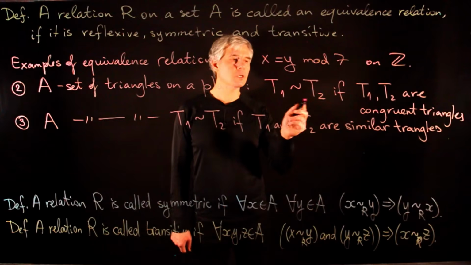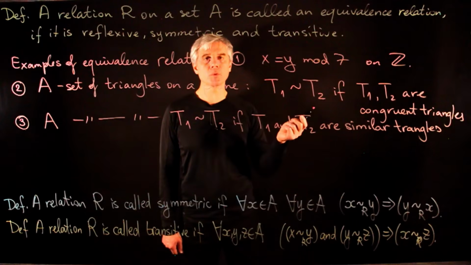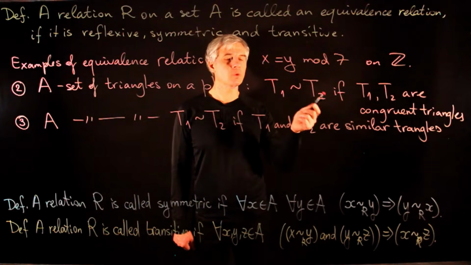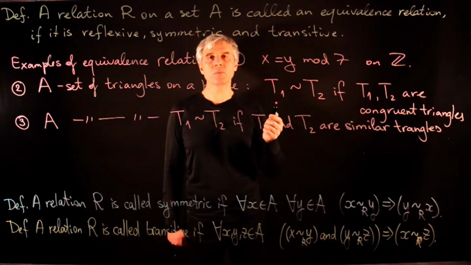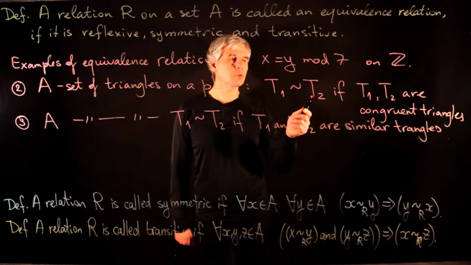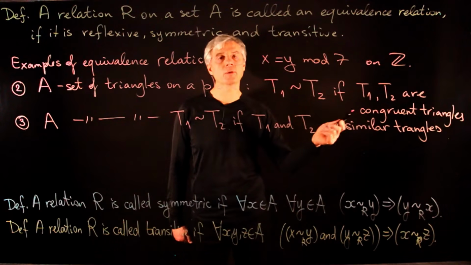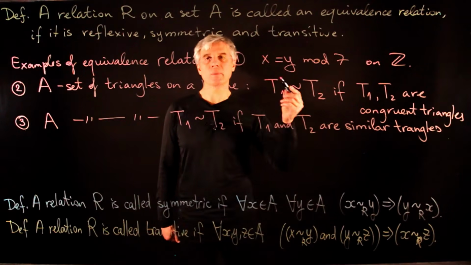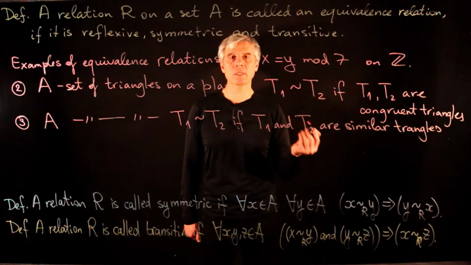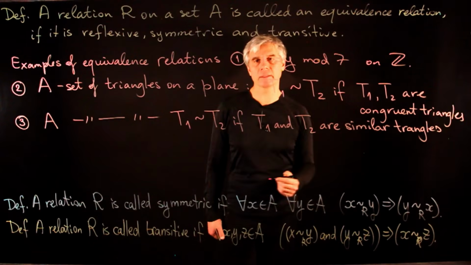Let us check that congruency of triangles is an equivalence relation. We know that any triangle is congruent to itself, so this relation is reflexive. Then if T1 is congruent to T2, then T2 is congruent to T1. So this relation is symmetric. And if T1 is congruent to T2 and T2 is congruent to T3, then triangles T1 and T3 are also congruent. So this gives transitivity. And because all these three properties hold, this is an equivalence relation. The same argument works for similarity of triangles.